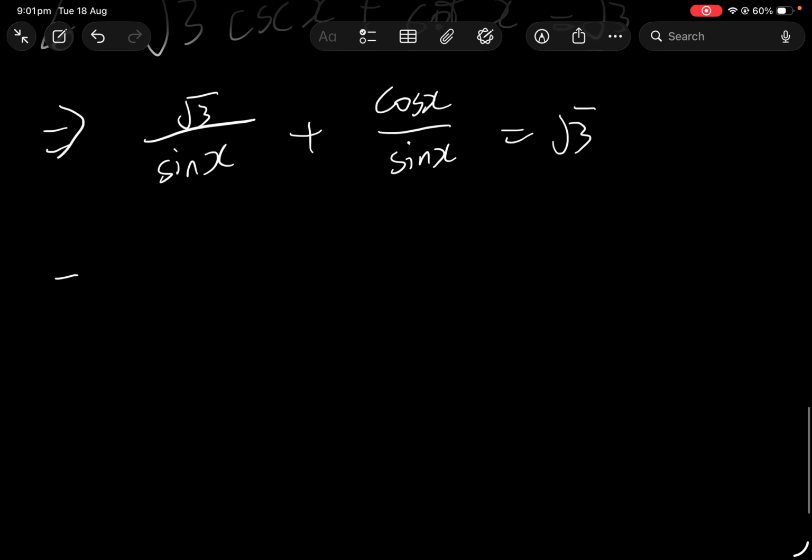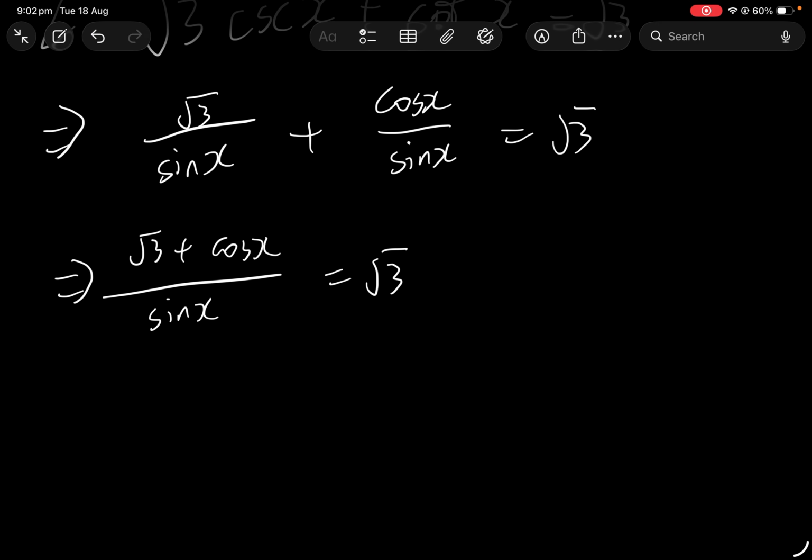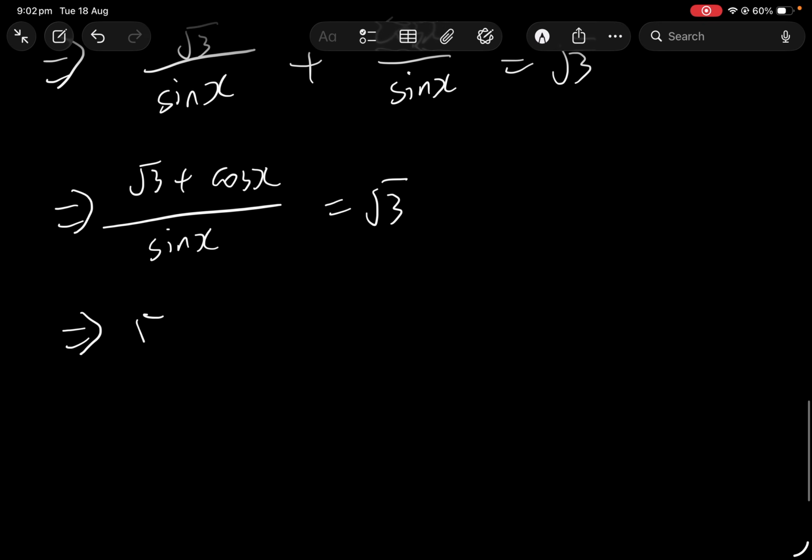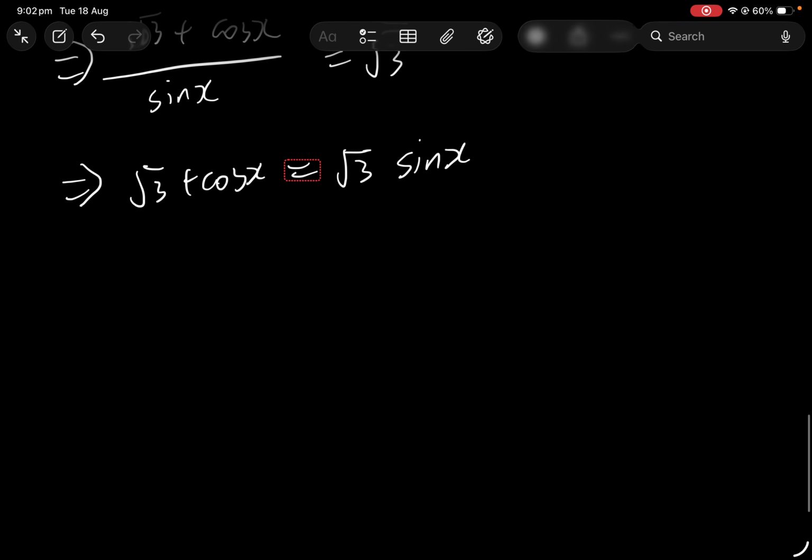So then we can put that on the bottom. So sine x over cos x plus cos x over sine x equals square root 3. And what we can do is we can times sine to this side, so that becomes square root 3 plus cos x equals square root 3 sine x. So now we have to use auxiliary angle, because there's a cos and a sine that are adding each other, and the x is common, so we can't use sum to product.